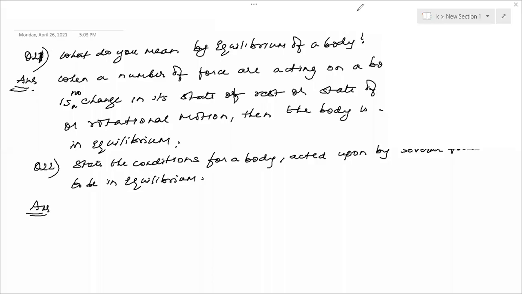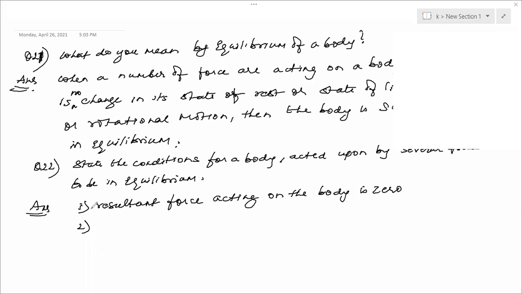Okay, children? State a condition for a body acted upon by several forces to be in equilibrium. When a force is acted on a body, it tends to remain at rest. That means the body will remain at rest, or if it is in linear motion, it will remain in linear motion. Naturally, the first condition is that the resultant force acting on the body is zero.